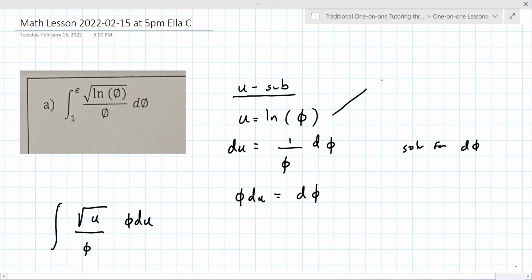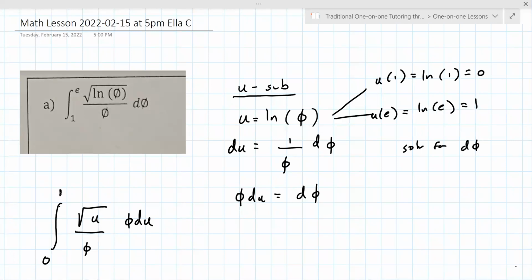Yeah, I think so. Okay, so u of 1, that's the lower bound, means to put 1 in for this variable. So it's the natural log of 1, which is 0. So the lower bound becomes 0. The upper bound is u of e, which is natural log of e, which is 1. So the upper bound is 1. So I took those two numbers, put them into the u, and get this.